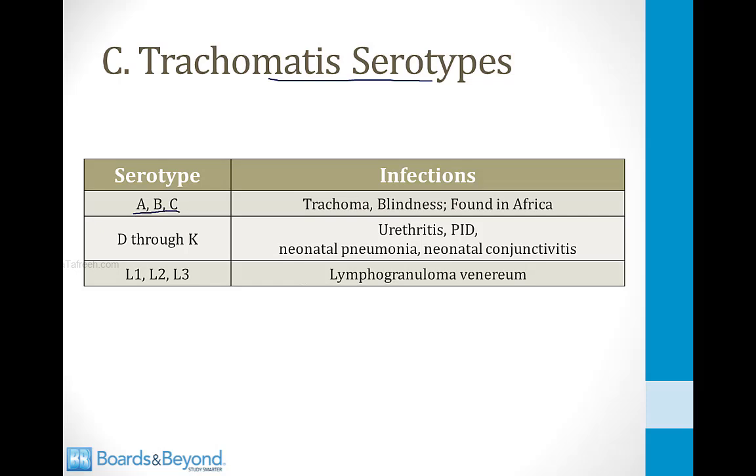So serotypes A, B, and C cause trachoma or blindness. They're found in Africa. You can just remember the A is for Africa. Serotypes L1, L2, and L3 cause lymphogranuloma, and that's easy because they all start with L. And then the remaining serotypes D through K cause the symptoms we think about with STDs due to chlamydia, so urethritis and PID and the neonatal infections.